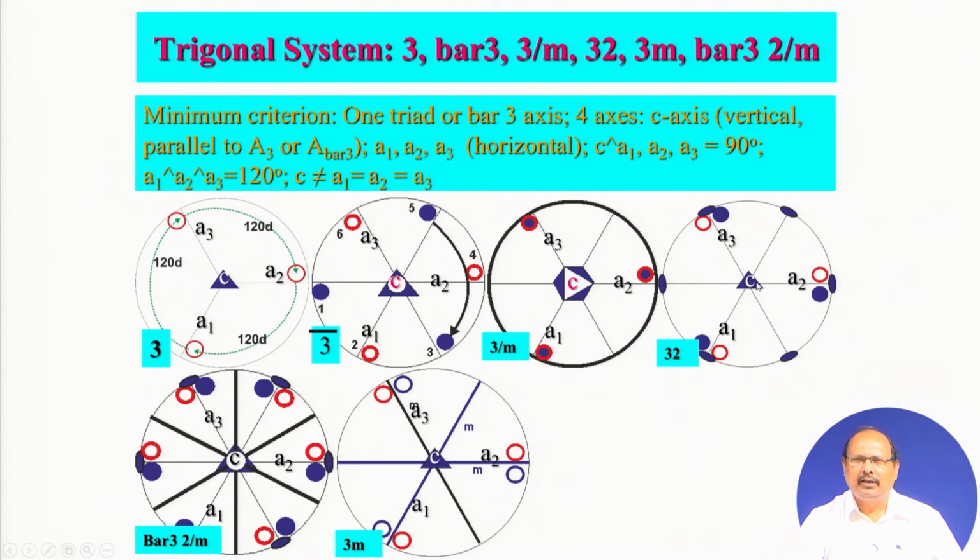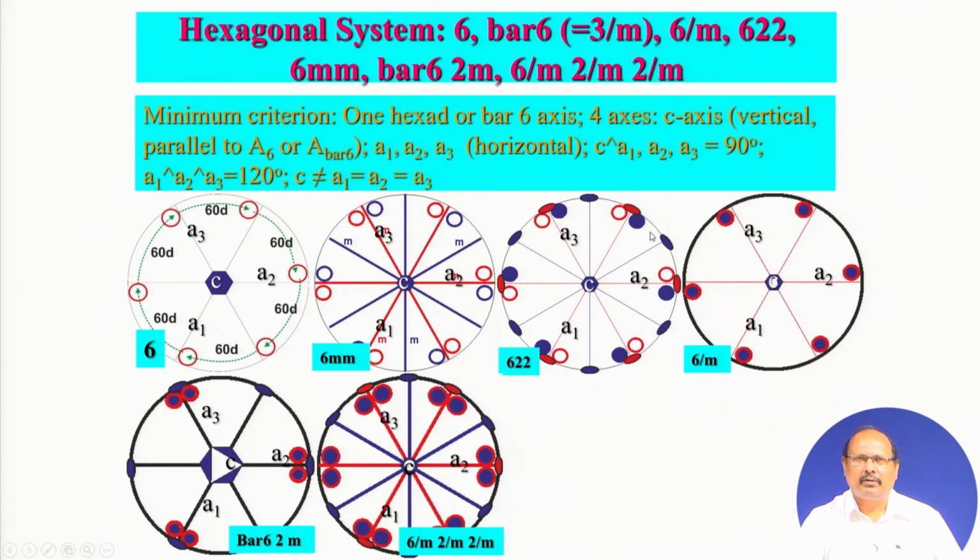That is why C is not equal to A1. So, with this we can go to the next crystal system, which is the hexagonal crystal system. You will find that in both the trigonal and hexagonal systems, the crystallographic axes, their interaxial angles and unit cell lengths are broadly the same. But what is the minimum criterion for a hexagonal crystal system?